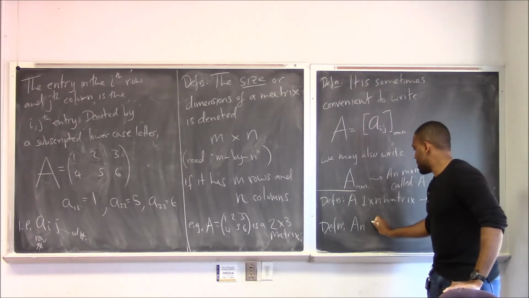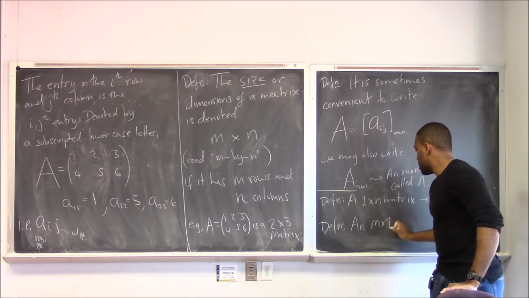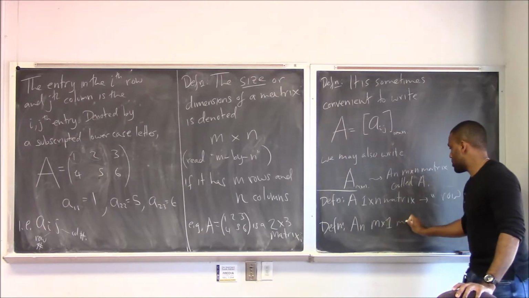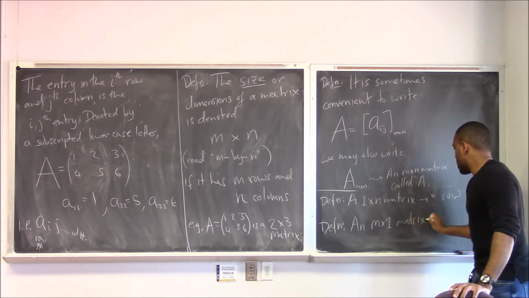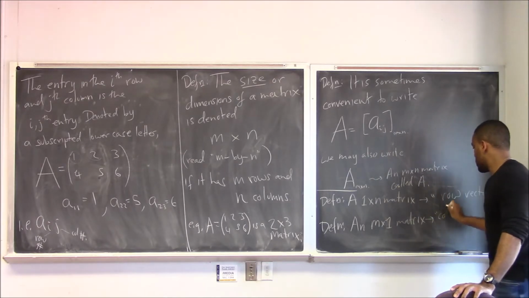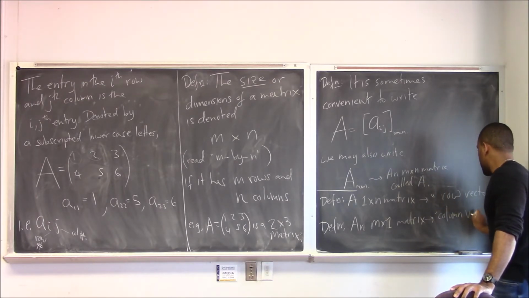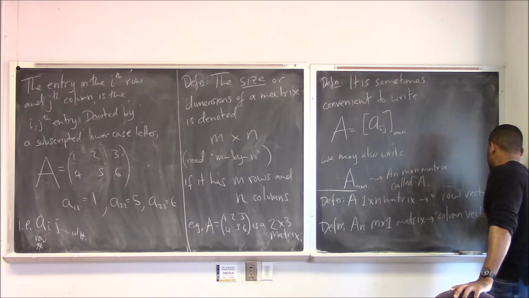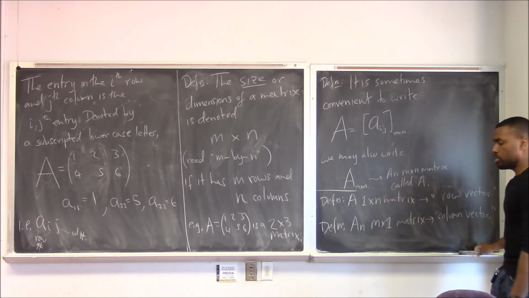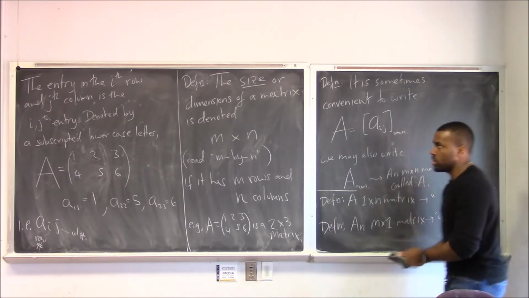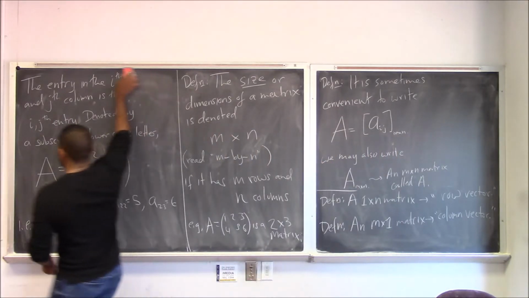And if it's an m by 1 matrix, so if there's one column, it's called a column vector. So you might see that phraseology used, but we would in general interpret vector in a much more general sense than that.